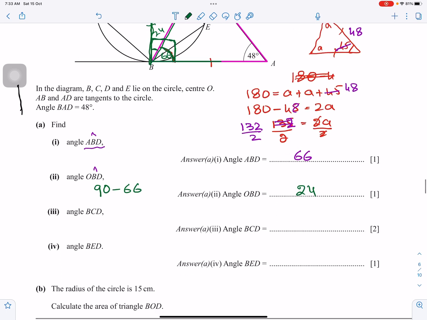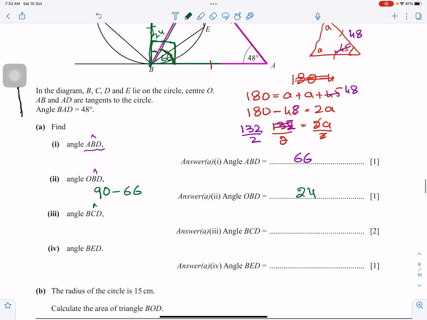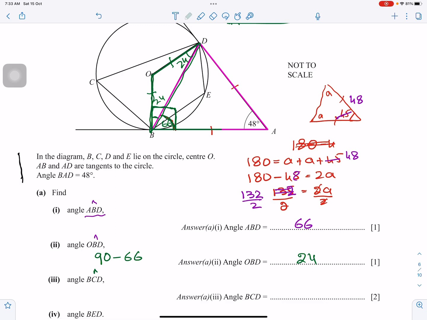So now we have to find out angle BCD. Now let's see where BCD is. Let me change the color to orange. B, C, and D. So it's talking about this angle this time. How can you find this angle BCD? This angle, right? So what comes to your mind? Any property you remember? Because it looks very confusing.